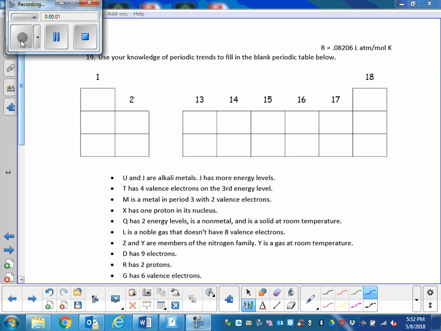Here's the last one. This is our periodic trends. We need to be able to have no periodic trends to fill this out. The very first thing is there is a slight error. We're going to change this. R has 2 protons to 4 protons to begin.